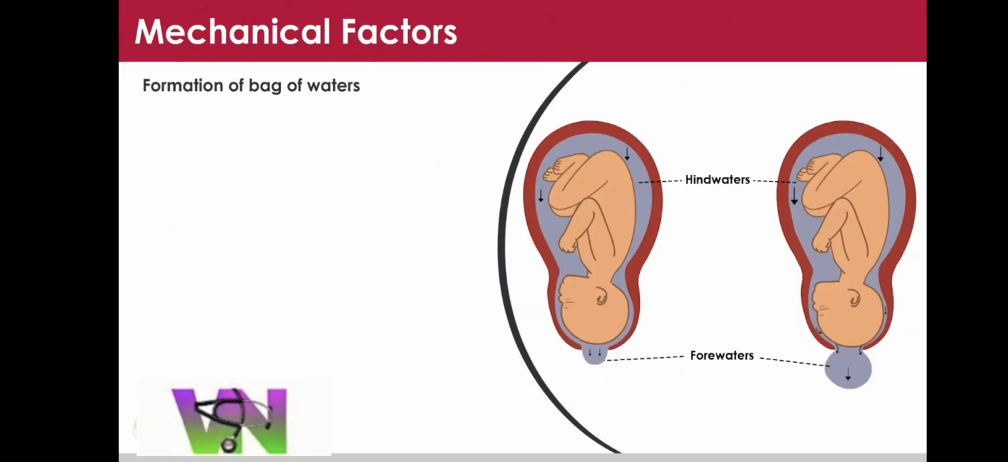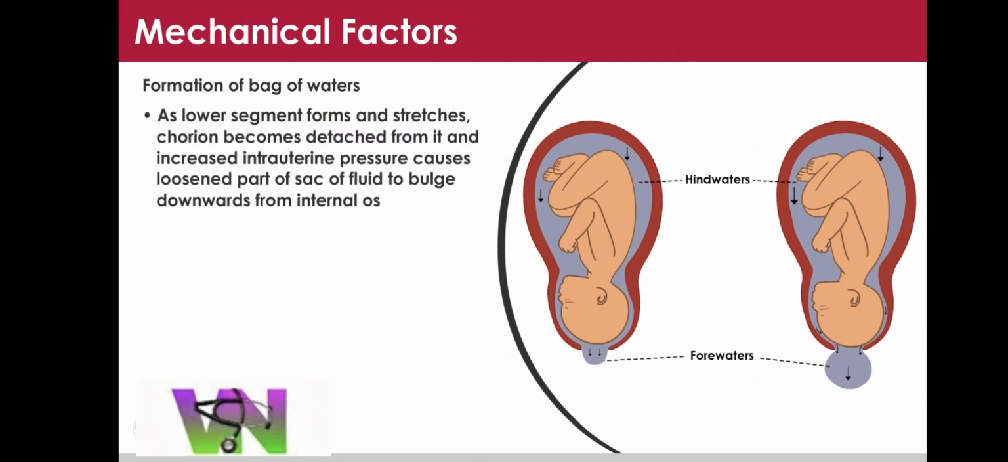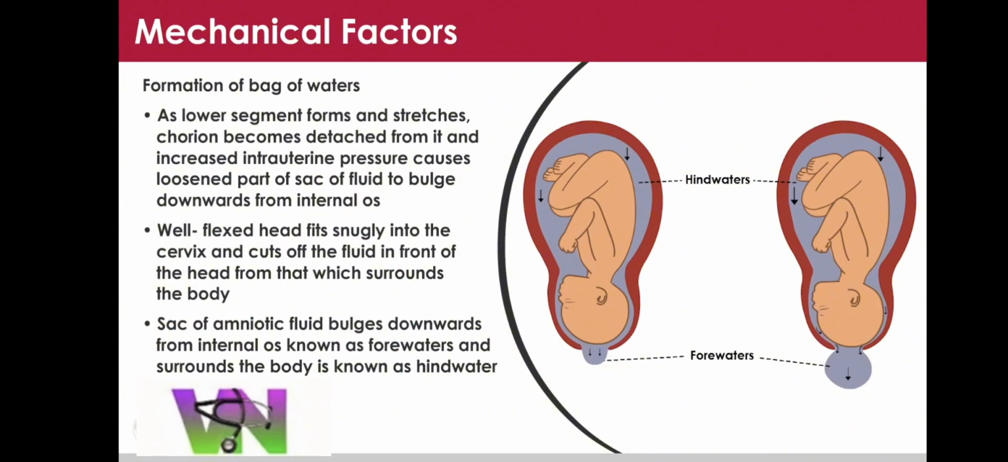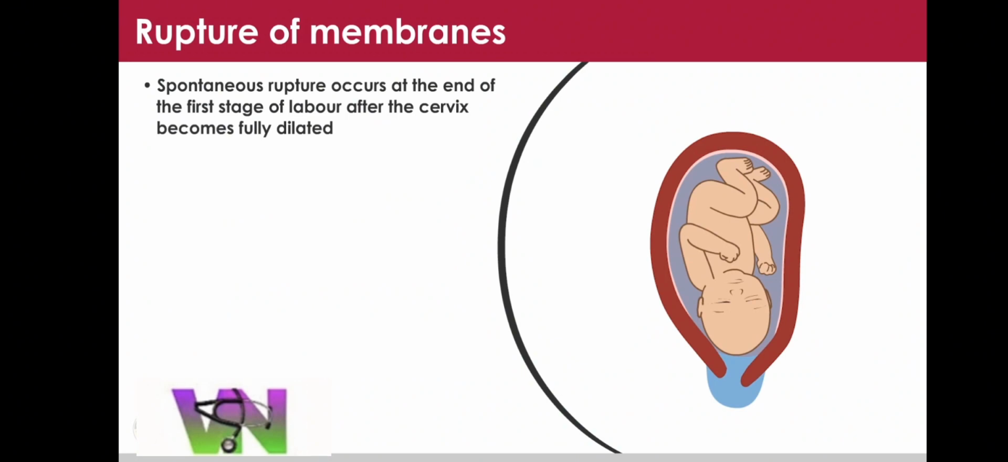Mechanical factors. Formation of bag of waters. As the lower segment forms and stretches, the chorion becomes detached from it, and increased intrauterine pressure causes the loosened part of the sac of fluid to bulge downwards from the internal os. The well-flexed head fits snugly into the cervix and cuts off the fluid in front of the head from that which surrounds the body. The sac of amniotic fluid that bulges downwards from the internal os is known as forewaters, and that which surrounds the body is known as hindwaters.